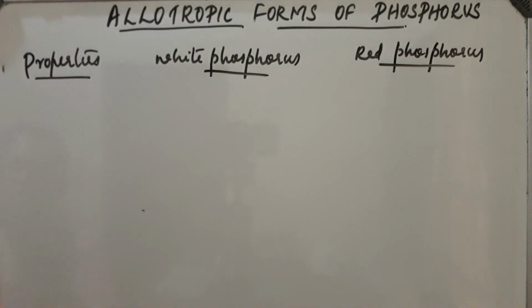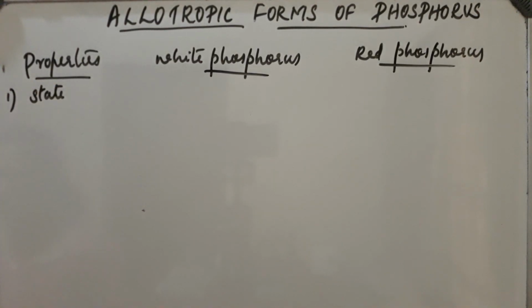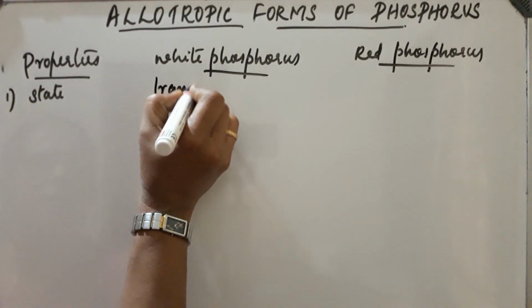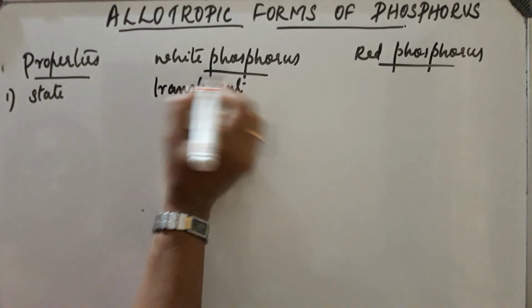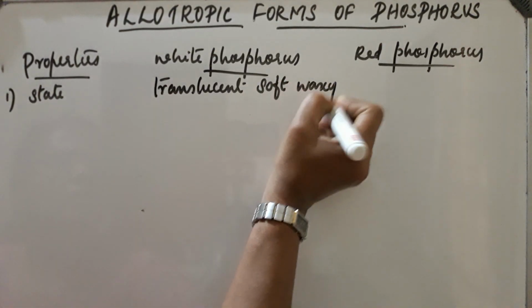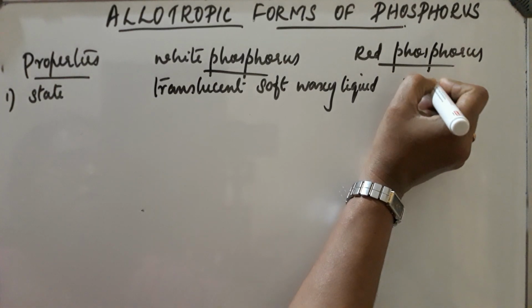Now, state. First point, state. White phosphorus is a translucent, soft, waxy liquid. What about red phosphorus? Red phosphorus is a brittle powder.